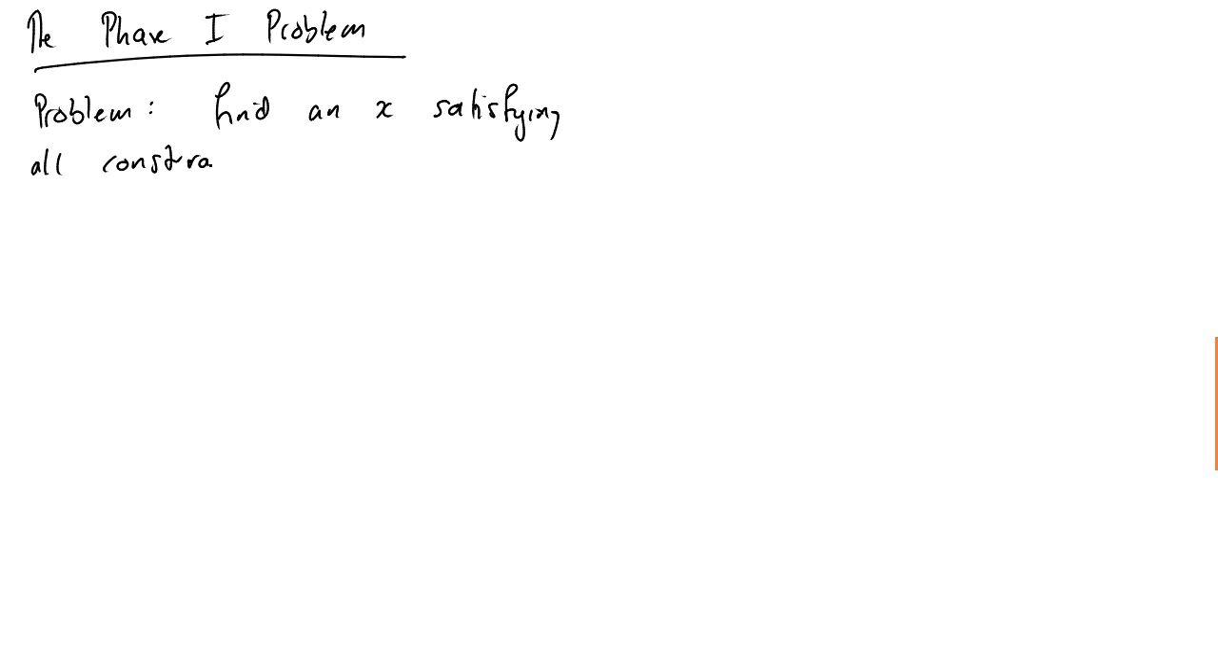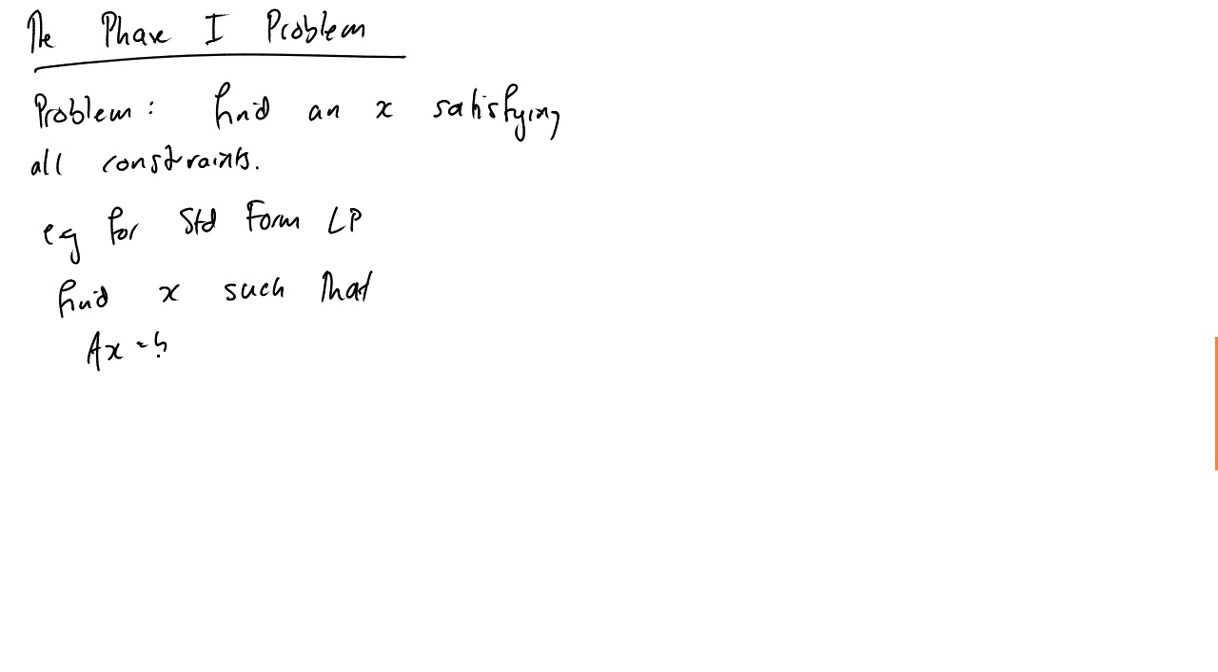So, e.g., for a standard form LP, it is: find x such that Ax equals b and x is component-wise greater than or equal to 0. That is called the phase 1 problem. Notice it's only a problem on the constraints. It doesn't involve the cost c transpose x anywhere. So this is a more general problem than the linear program.